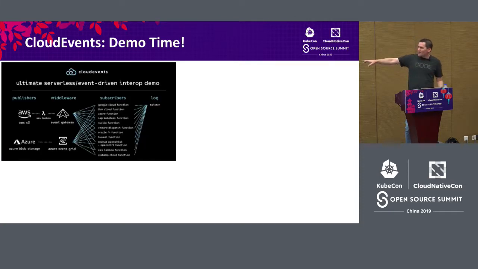Just to let you know, though, we have done other demos in the past. The very first one was actually kind of cool. We had two different event generations, AWS Blob Store and Azure Blob Store, went through some middleware that was sent out to a whole bunch of different functions. Each of the functions would manipulate this image and then post it to Twitter.